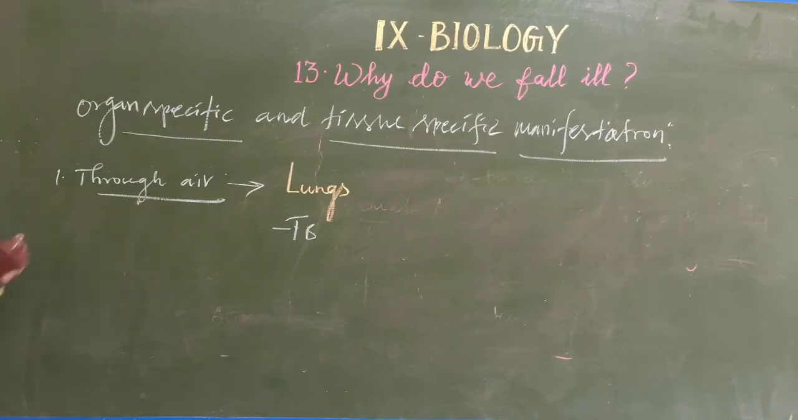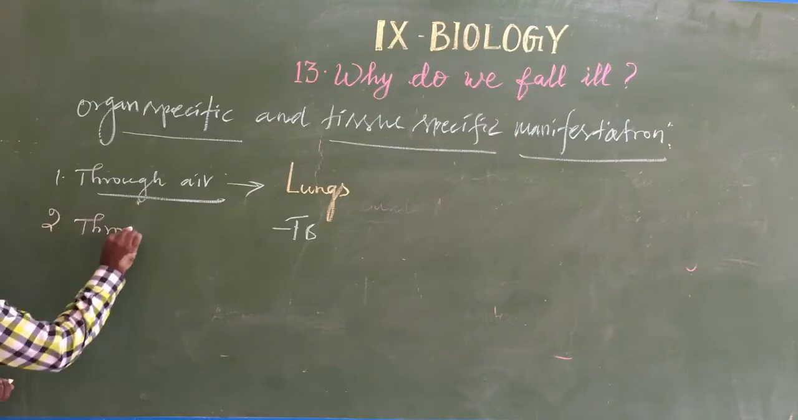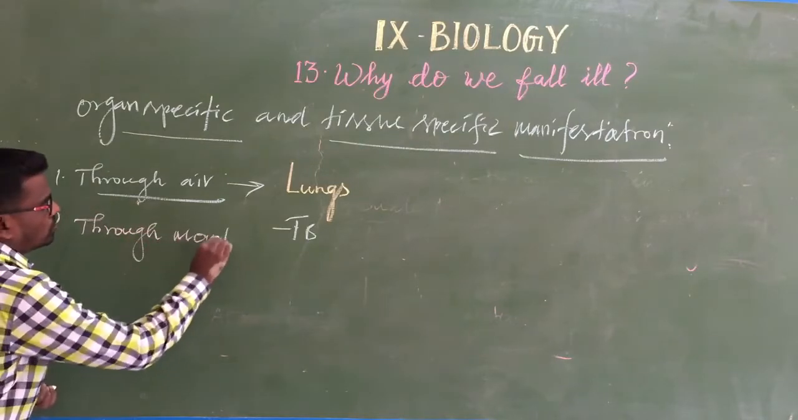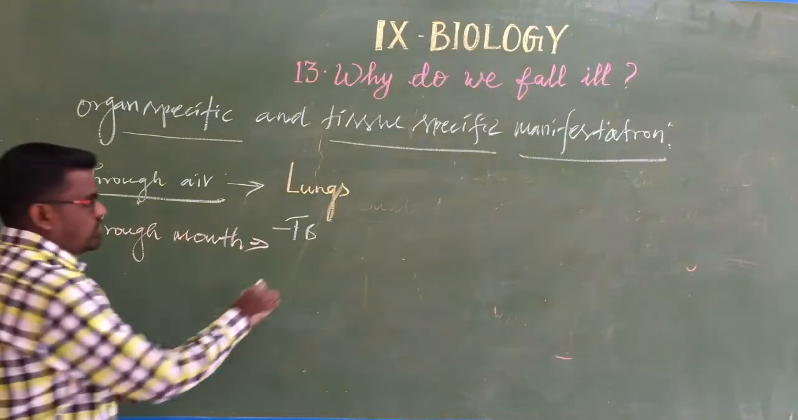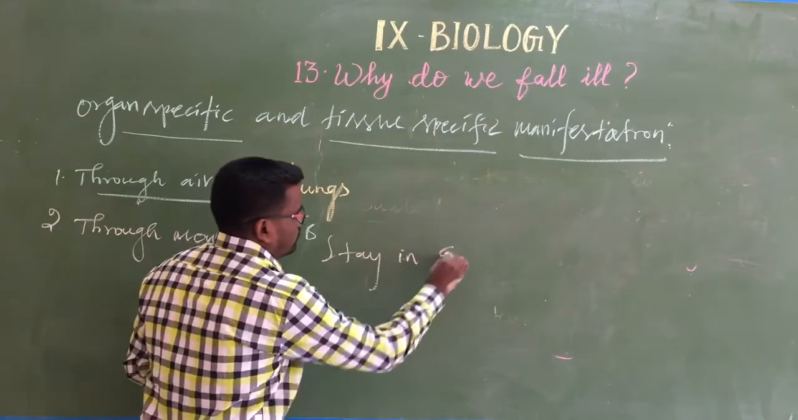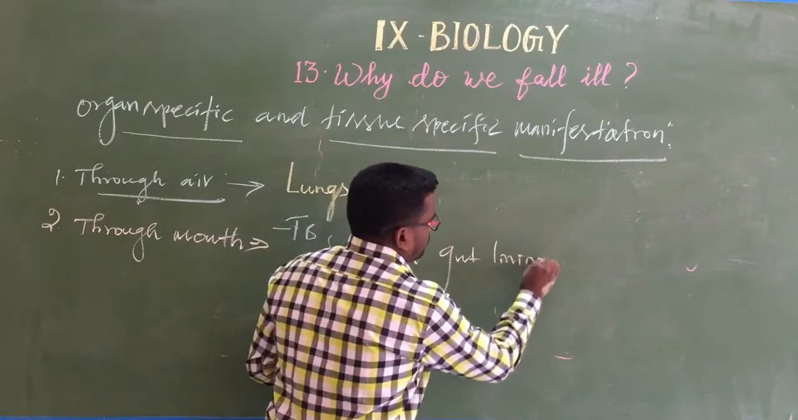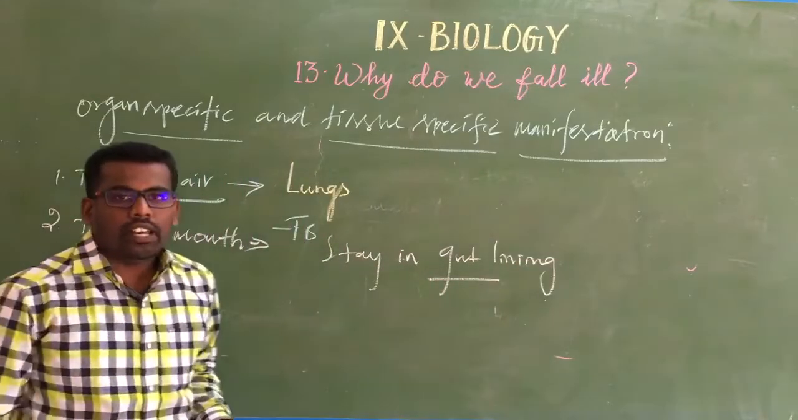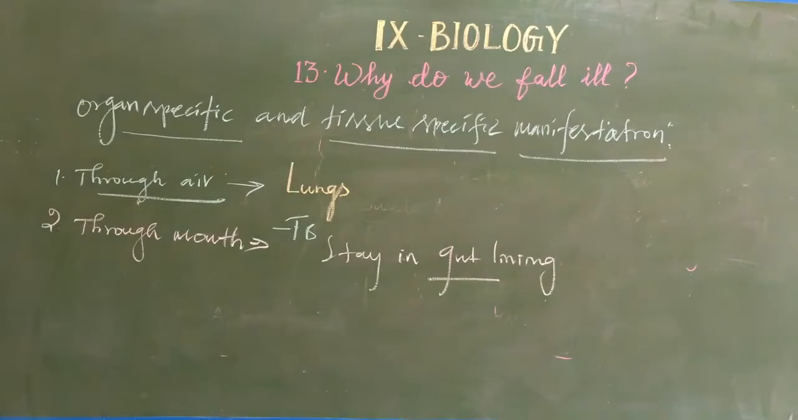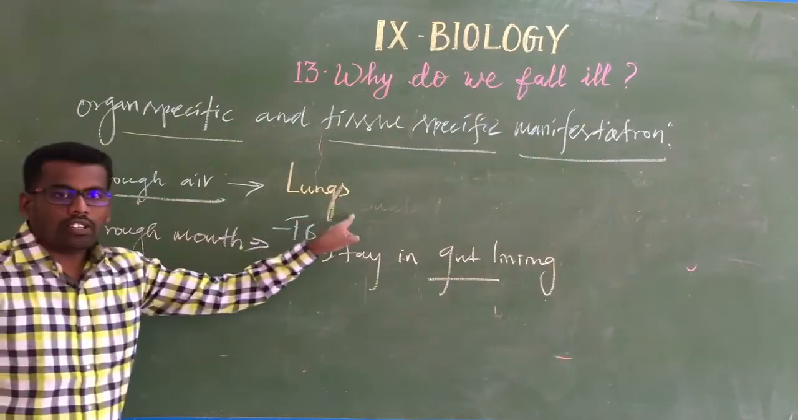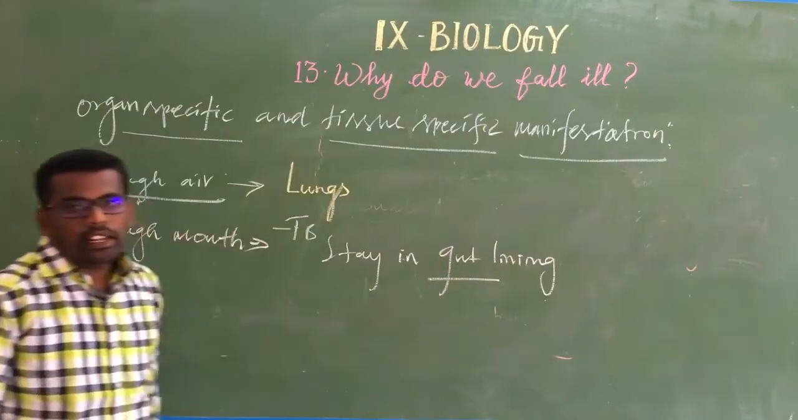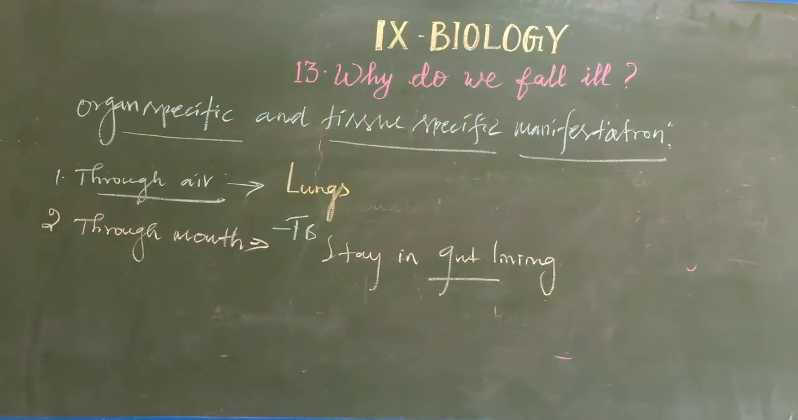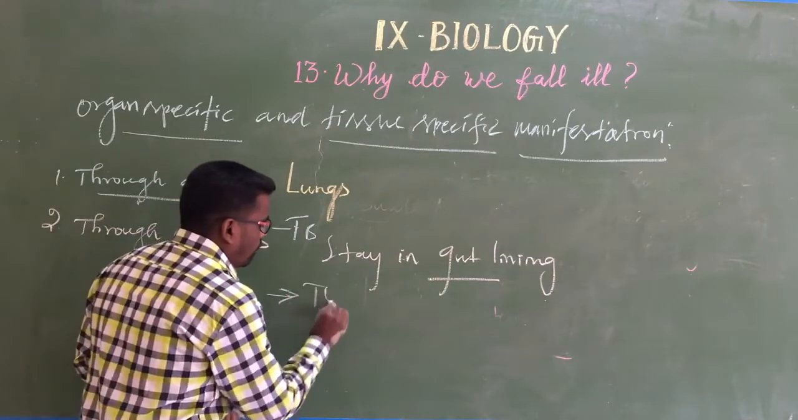Another way, through the mouth. So it goes in through the mouth. Where does it go? It stays in the gut lining. The alimentary canal is there, no? And it stays in the alimentary canal. So if it enters through air, it goes to the lungs. If it enters through the mouth, it reaches the gut lining. Gut lining means the alimentary canal. And the disease caused is typhoid.